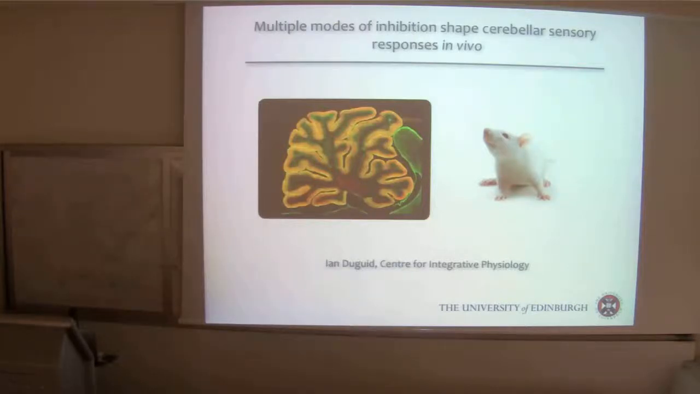So we're going to look specifically at the input layer of the cerebellum, and we're doing all these experiments in vivo using patch clamp electrophysiology, looking at how inhibition and different modes of inhibition shape the sensory responses that can be evoked in granule cells, and how this propagates down to downstream neurons in the cerebellum.